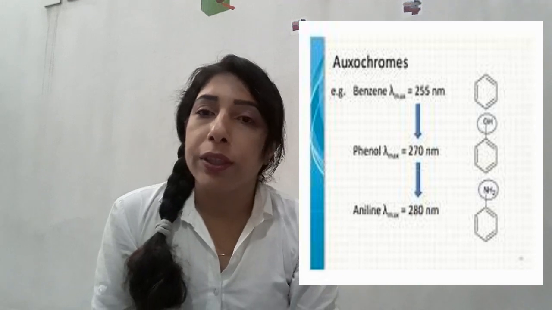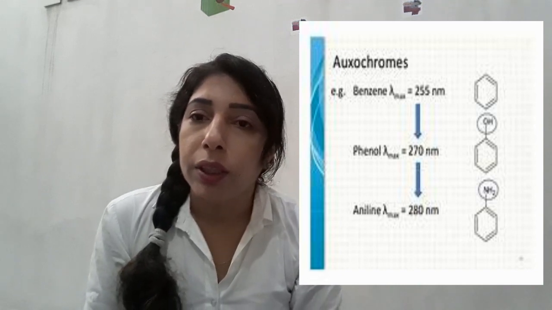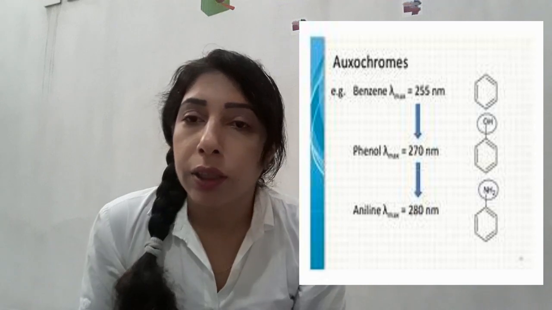So because of the presence of auxochromes, the wavelength increases, that means it goes to longer wavelength, and the energy level decreases, and therefore it requires lower energy and longer wavelength.